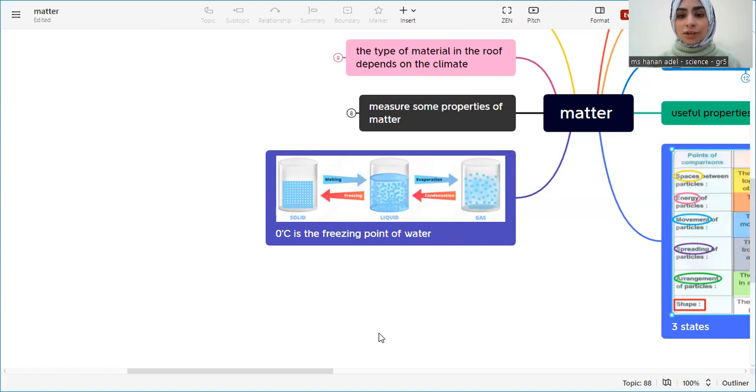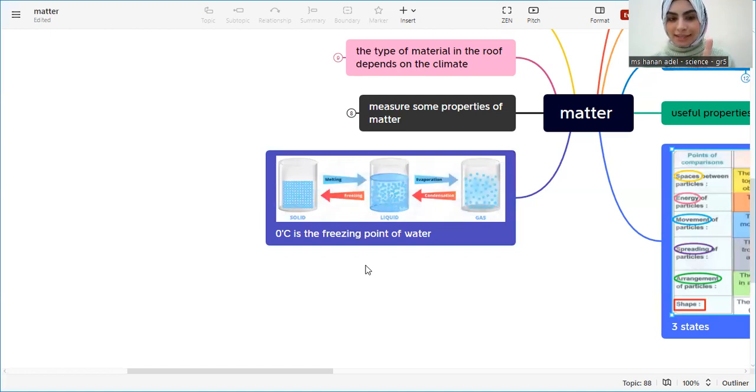I have an ice cream. This ice cream will melt. When will it melt? It will melt when I heat it, simply. So changing solid to liquid, liquid to gas needs heat. The opposite is changing the gas into liquid or liquid into solid. This here is condensation, gas to liquid. This is freezing, liquid to solid. And both of them need to cool.